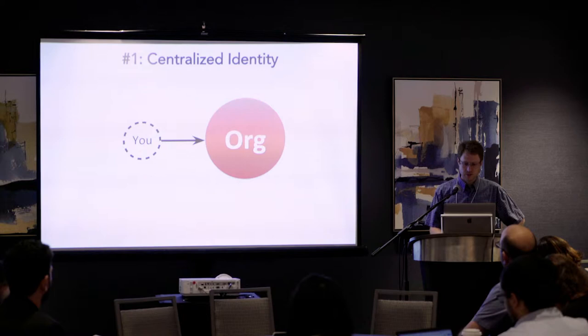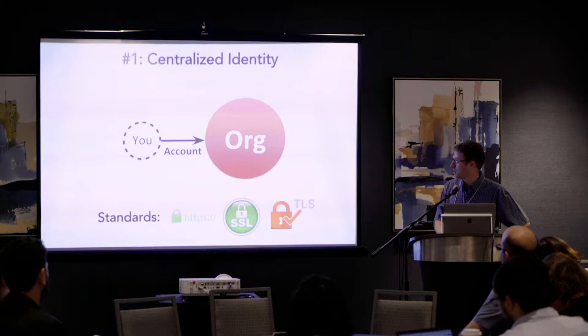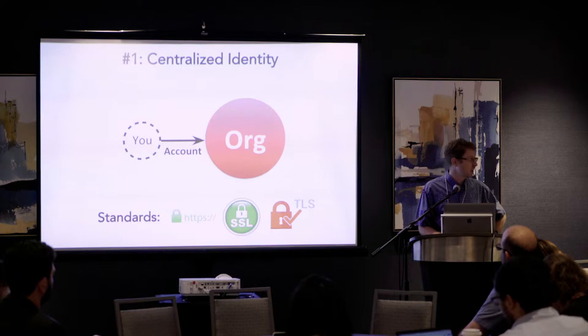The first kind of identity model that we've looked at in the past is essentially a centralized identity model. Most of you have built or used one of these, even if you didn't do it on purpose. The standards that support this sort of thing are HTTPS, SSL, TLS, the things that make it so that you know that the server that you're talking to is legitimate, and then that server knows things about you that essentially constitute what they call an identity, which is essentially some attributes that they know about you so they can reestablish that you are who you said you are when you come back.